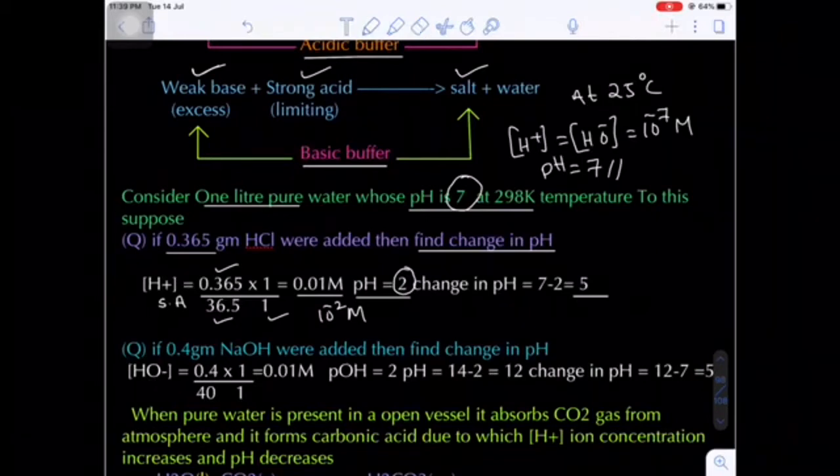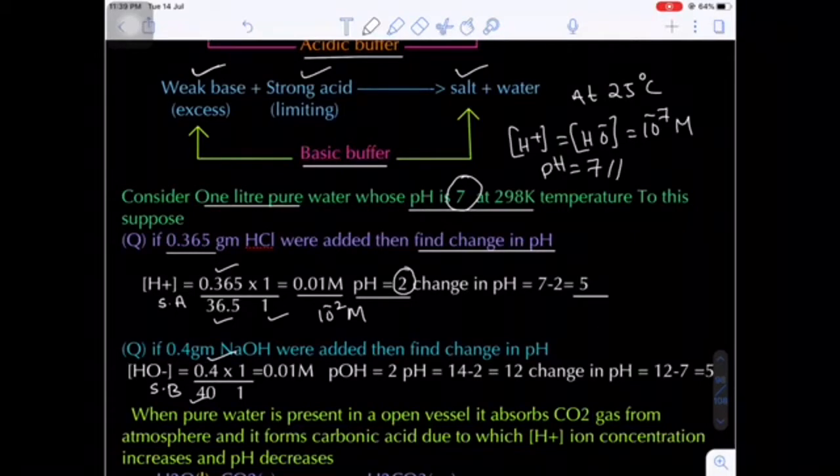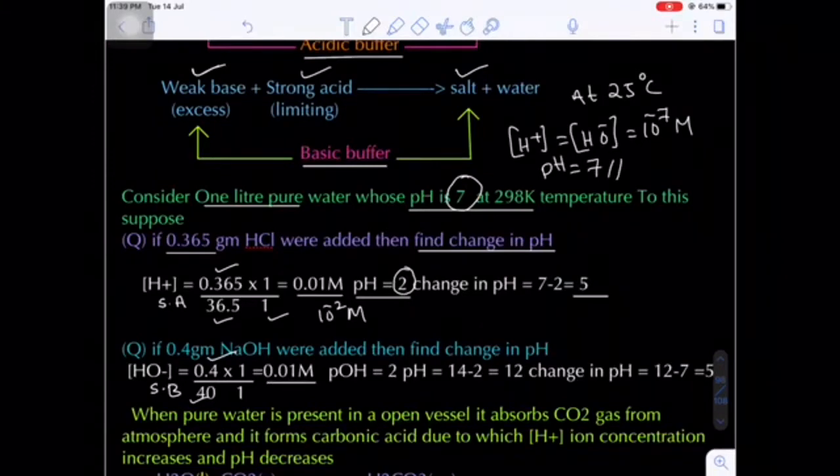Yes or no? Now for such purpose, first of all, we have to calculate the hydroxide ion concentration that is coming from the strong base, that is NaOH. Again, we have to find the molarity. Given mass 0.4 by molar mass 40. So we will get the number of moles 0.01 divided by 1 liter solution. So again, we have 10 to the power minus 2 molar.